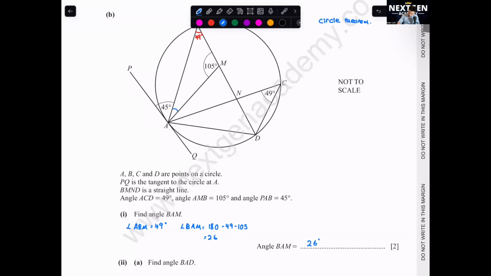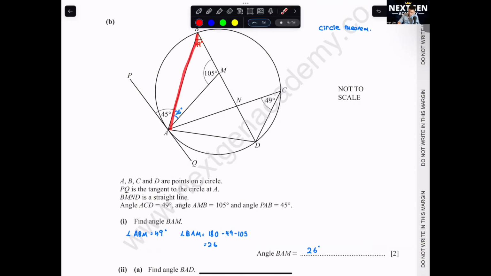We label this down, 26 degrees. Okay, the next one, angle BAD. BAD. Okay, what's this angle? Can we find this angle here?